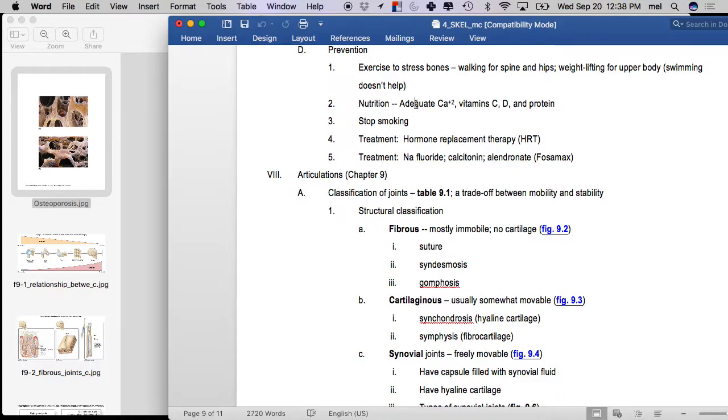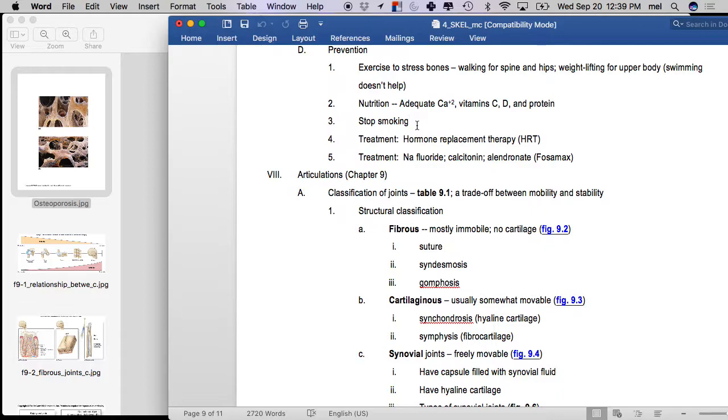Okay, nutrition. Of course, you need the stuff that you need to make your bone. If you don't have adequate calcium, you know you're going to make withdrawals from your calcium bank. You need calcium, you need vitamin D, you need the cell division vitamins, vitamin C, and you need protein in your diet. Otherwise, you'll start taking it out of your bone mass.